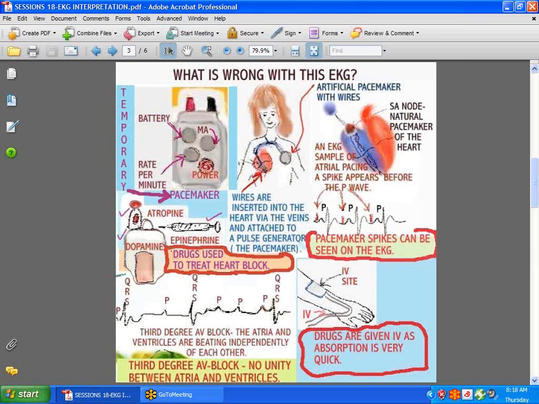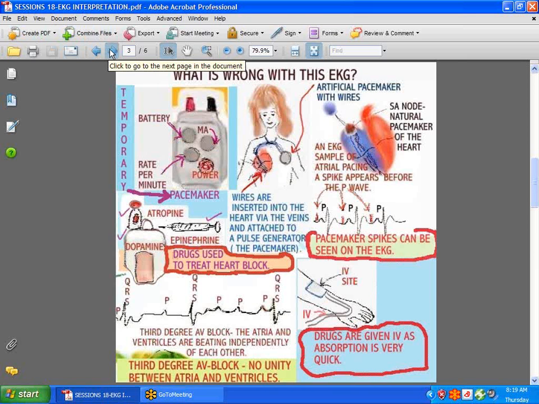We must understand that this is done as an emergency when medications are given like atropine and dopamine and epinephrine. It's usually given IV because absorption is very quick that way. All of this is orchestrated by the doctor. You don't just give these medications because they're there. You give them because you've informed the doctor, you've assessed your patient prior to that, you've told the doctor what's going on, and he's guided you along doing all of this.